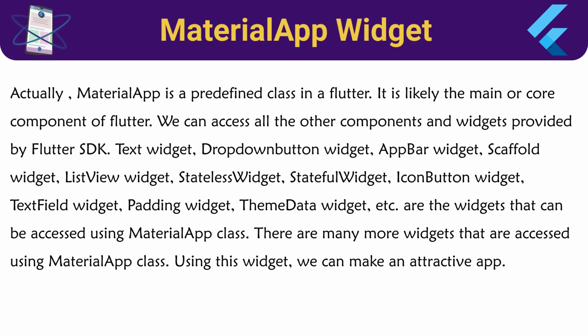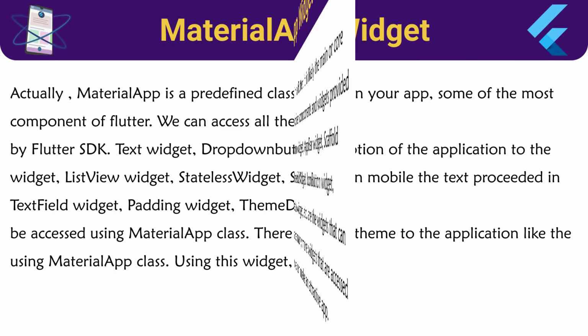Text widget, DropdownButton widget, AppBar widget, Scaffold widget, ListView widget, StatelessWidget, StatefulWidget, IconButton widget, TextField widget, Padding widget, ThemeData widget, etc. are the widgets that can be accessed using the MaterialApp class. There are many more widgets that are accessed using the MaterialApp class. Using this widget, we can make an attractive app.